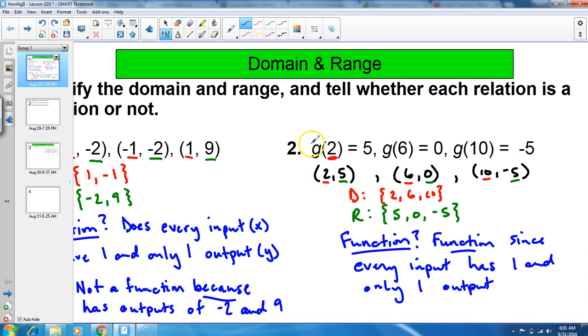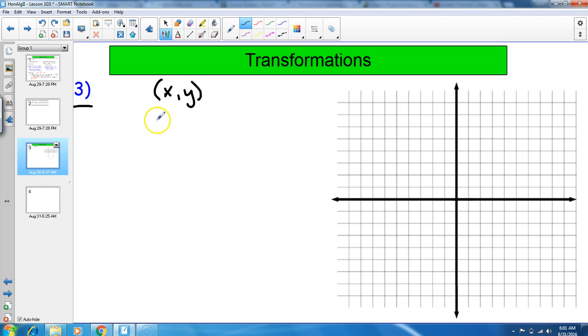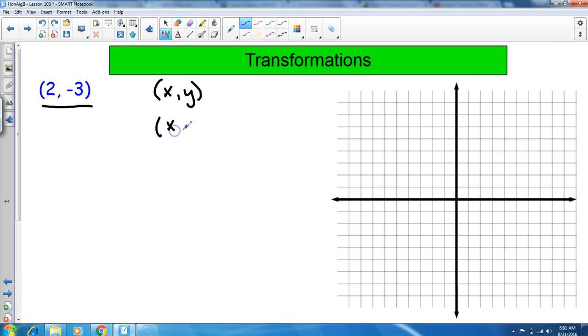We can represent points in the traditional XY way, or we can represent it as g of 2 equals 5, for instance. And put more generally, that representation would be x as the input, and f of x or g of x or whatever function you're talking about as the output. All right, so we can represent this in a couple different ways.